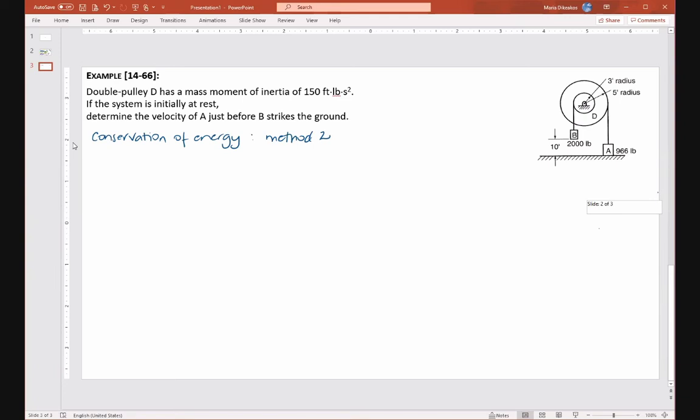So we always start with our conservation of energy equation. In this method 2 version, the change in energy is going to equal the change in kinetic energy of all the things that are present, plus the change in gravitational potential energy, plus the change in spring potential energy if we have a spring. And all of these changes are going to equal any work done by friction from initial to final position. We don't have a spring, so this is 0. And in this particular case, we don't have friction, so this is 0.